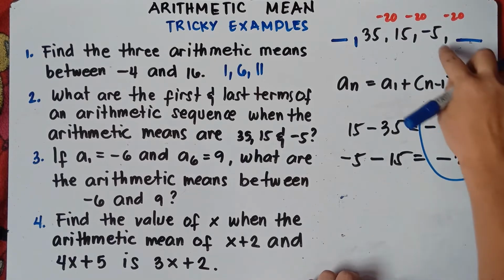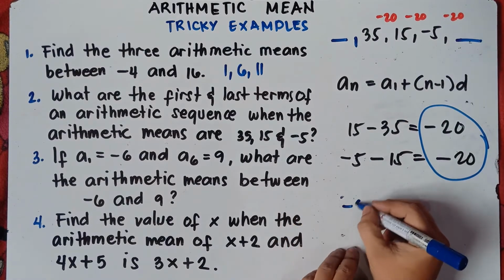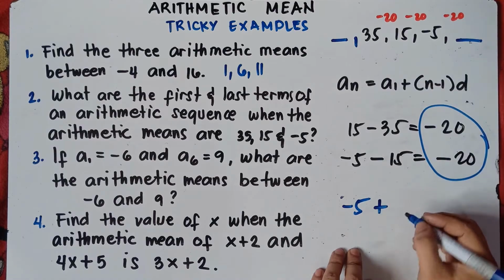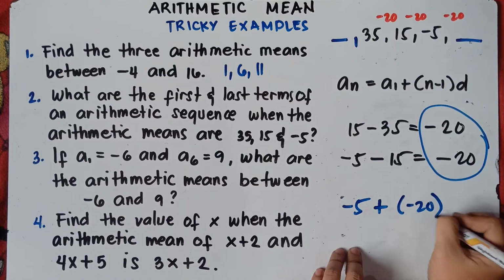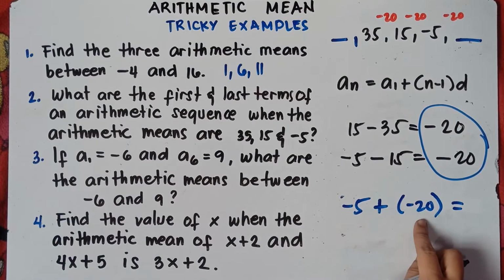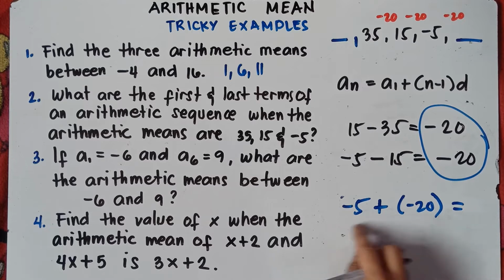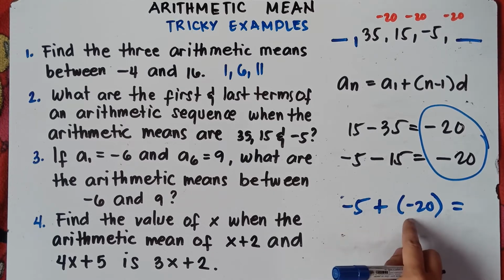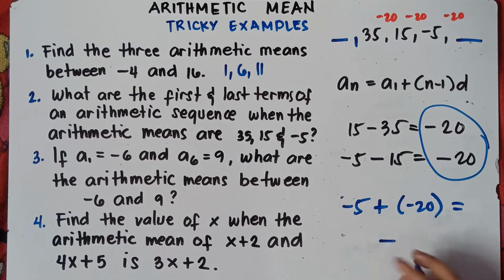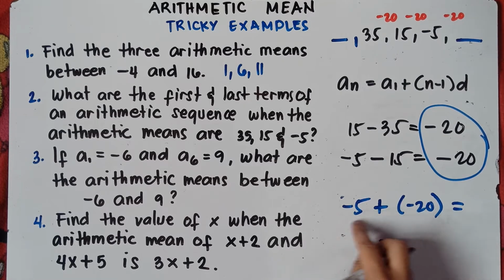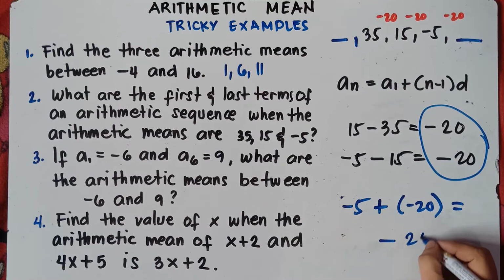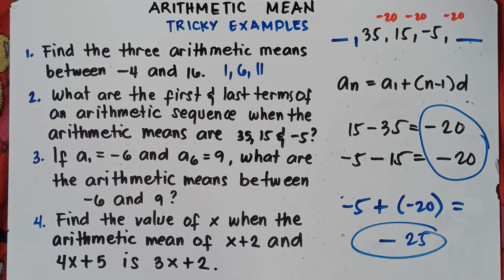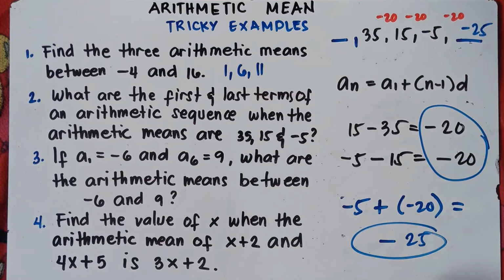Alright, so going to the right, we just add. Negative 5 plus the common difference, negative 20. Negative 5 plus negative 20. Rules in adding integers, class: if the signs are the same, simply copy the sign, then add the numbers. 5 plus 20, that is 25. So negative 25. The last term, class, will be negative 25.